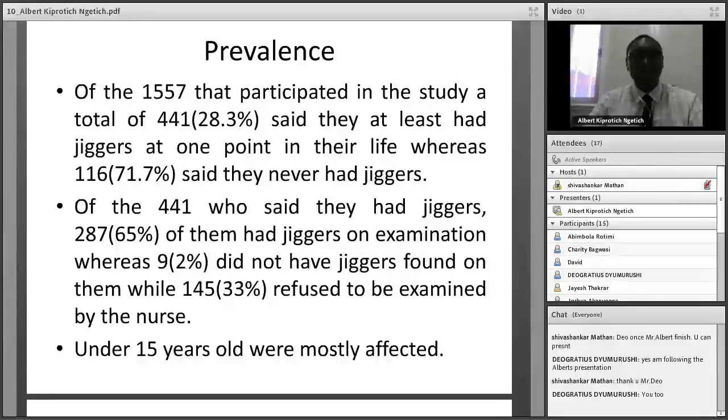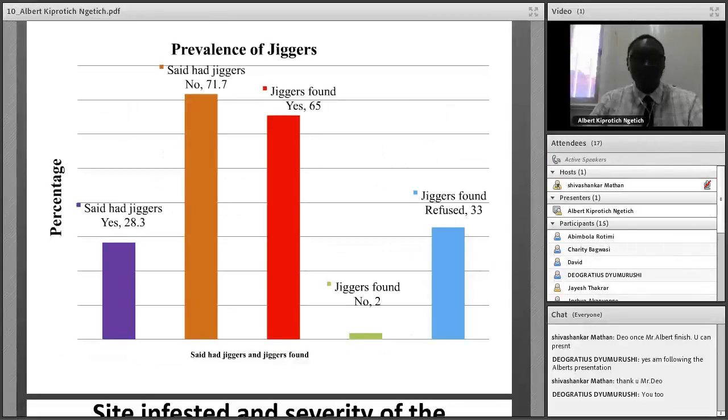This is a bar graph showing the prevalence of jiggers in the area, and you will see that those who said they had jiggers were 28.3%, and those who said they did not have jiggers were 71.7%. However, of those who said they had, in total we found that 65% had jiggers, while 33% did not have the jiggers.